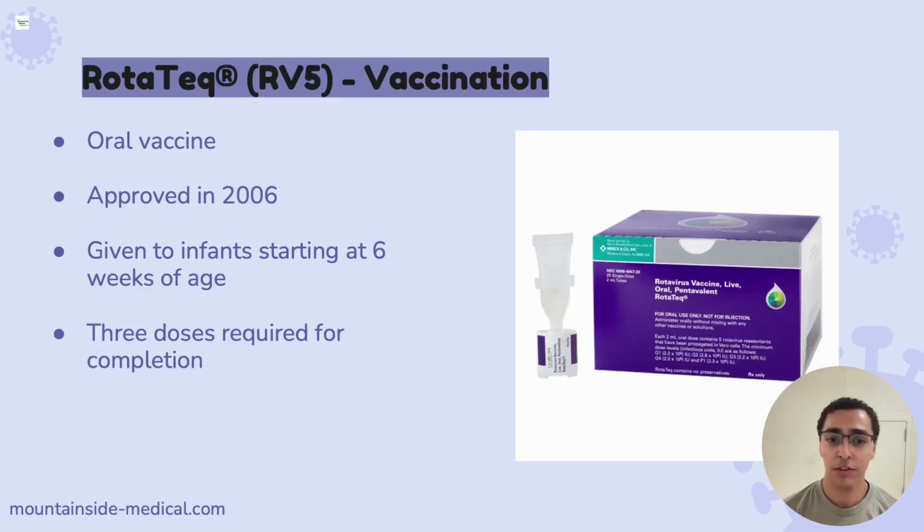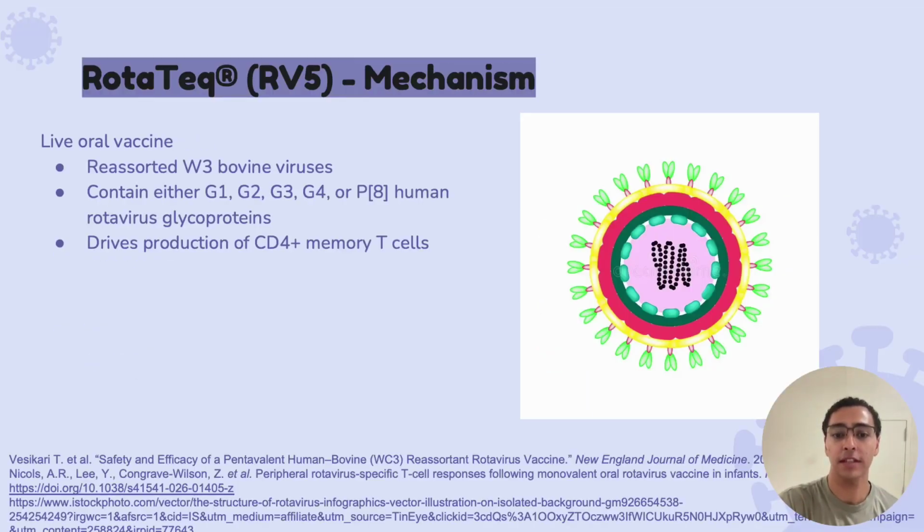And so to replace Rotashield, Rotateq was introduced in 2006. It's an oral vaccine given to infants starting from when they're 6 weeks old. You need 3 doses for completion, and it's required to complete it before 32 weeks of age. And so they recommend that you get the doses between 4 and 10 weeks apart.